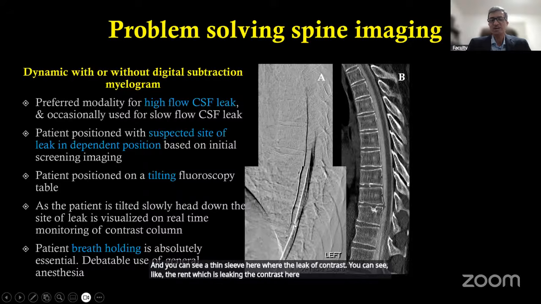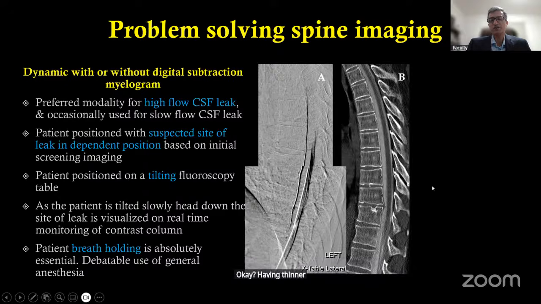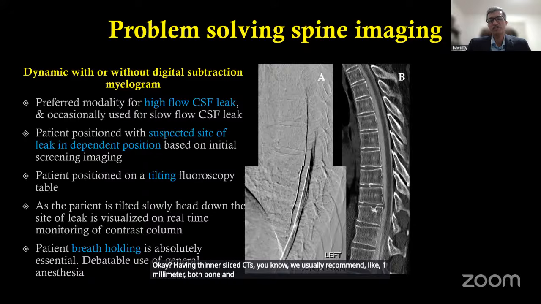So that is a type 1 leak, where there is a ventral dural tear and leaking of the contrast. And subsequent CT demonstrates a small disc osteophyte complex at that level. Okay. Having thinner slice CTs, we usually recommend 1 millimeter, both bone and soft tissue reconstructions, to help identify these small osteophytes there. Okay.